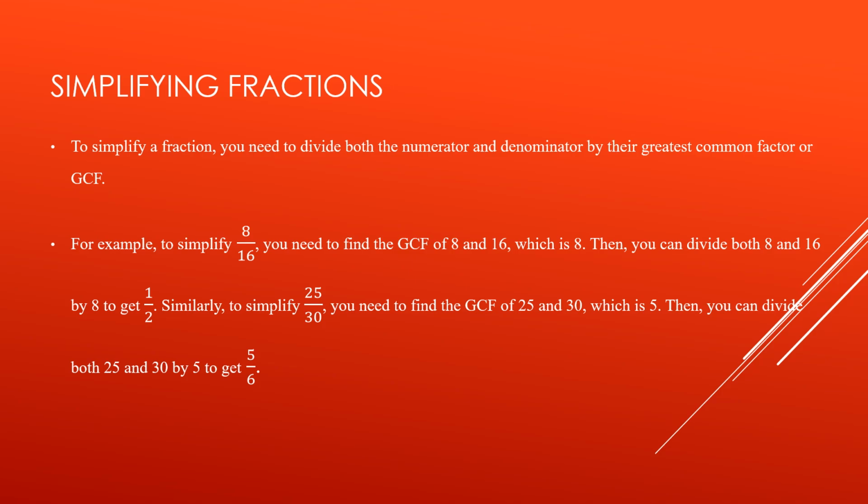Similarly, to simplify 25/30, you need to find the GCF of 25 and 30, which is 5. Then you can divide both 25 and 30 by 5 to get 5/6.